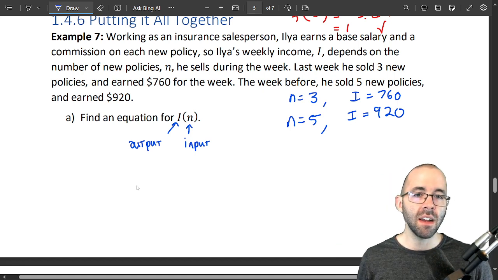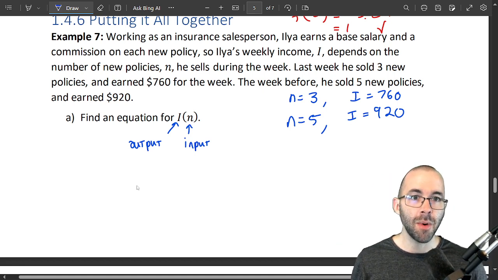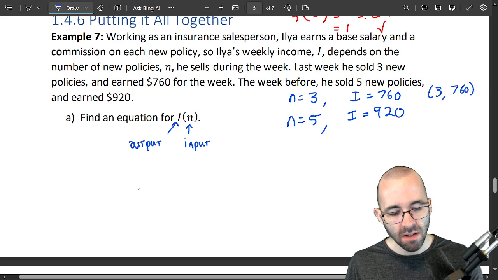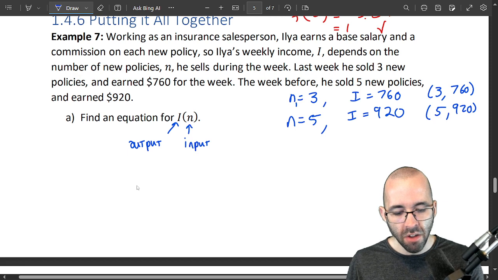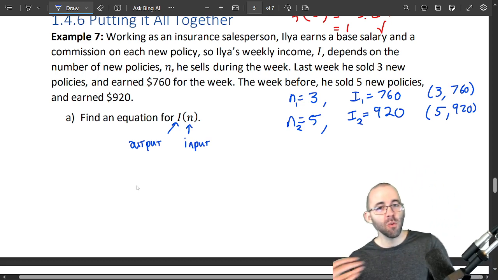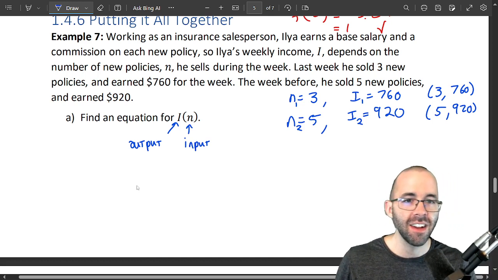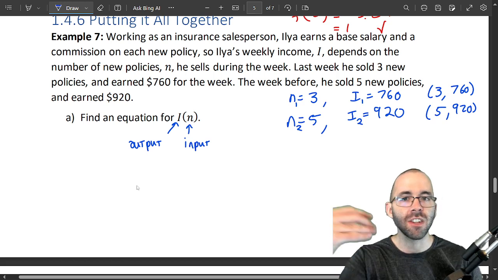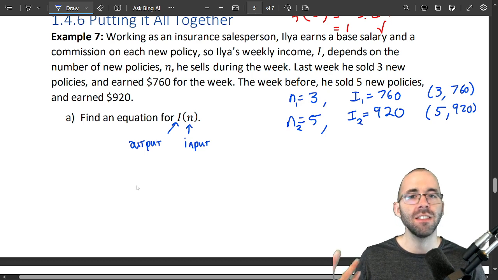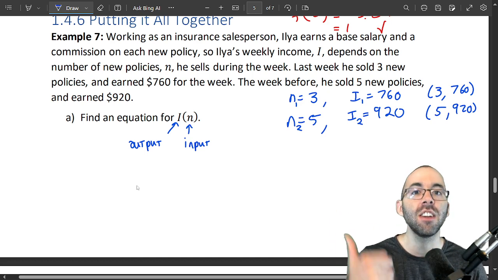So if we think it's going to be a line, it's kind of like we have 2 points, right? This is an input and an output. We could write this as the ordered pair 3, 760. You could write this as 5, 920. Or if you wanted to, you could call this N1 and this N2. This I1 and this I2. And we can use that slope formula that we've been talking about. And then we'll have to find the B value. What's the starting value? We'll have to find that initial value, not fixed costs in this sense, but fixed income.